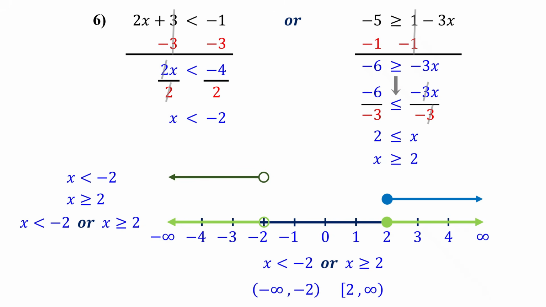Finally, we join the two intervals with a union symbol, which is just a math way of saying OR. That's your answer in interval notation. Awesome! Now let's think about this. What if this had been an AND inequality instead?